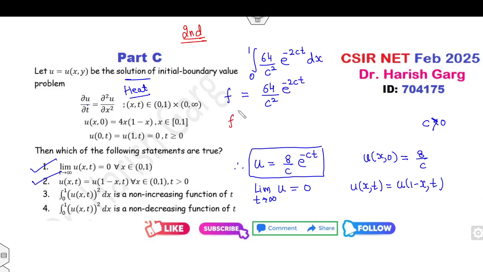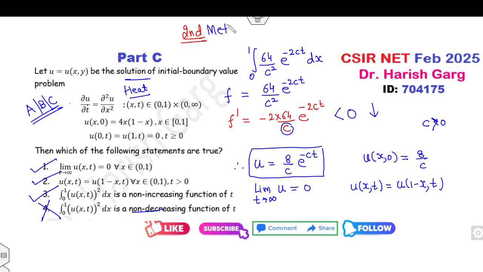Now you can check whether it's increasing or decreasing. So I can take the derivative of them. It is minus 2 into 64 c e raised to power minus 2 ct. Fine. C is a positive number, 64 is positive, this number is always positive, therefore the derivative is less than 0. That means decreasing function. So that is non-decreasing means increasing is cancel. Right option is A, B, C are the right answer of this problem. So let me know which method you are more interested, whether the first method or the second method.